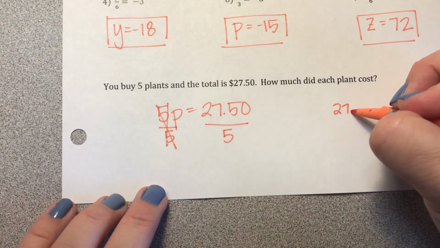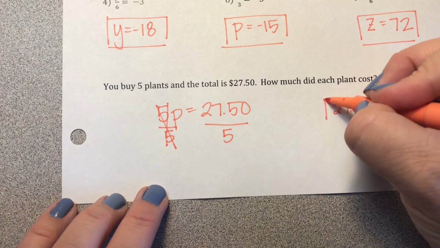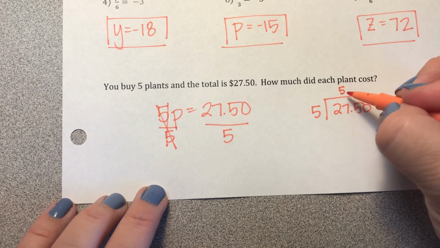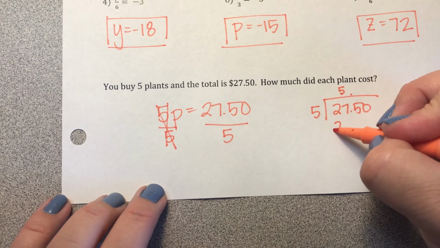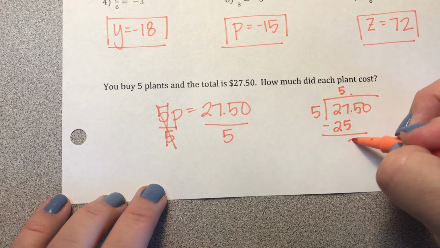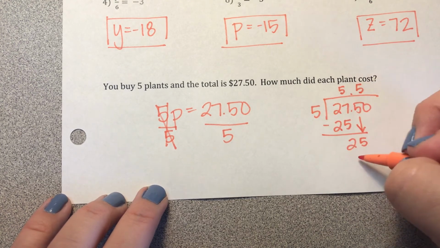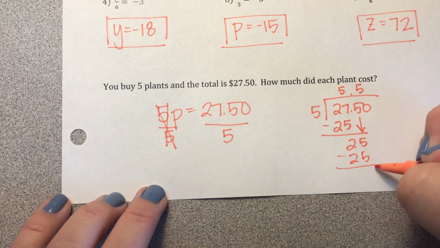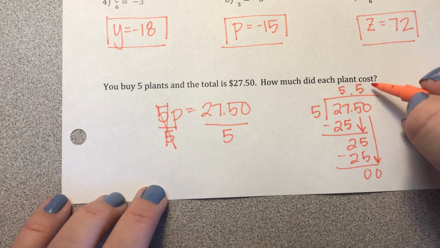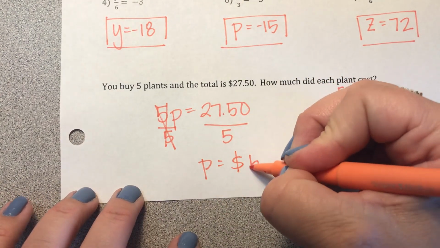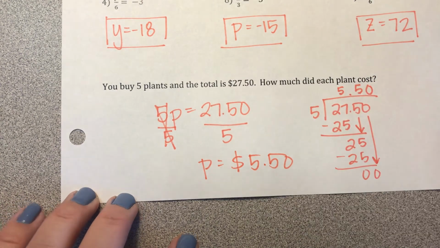So I'm going to come over here, $27.50 divided by 5. 5 goes into 27 5 times. 5 times 5 is 25. Subtract. 5 goes into 25 5 times. Bring down a 0, and that's 0. So each plant would be $5.50.